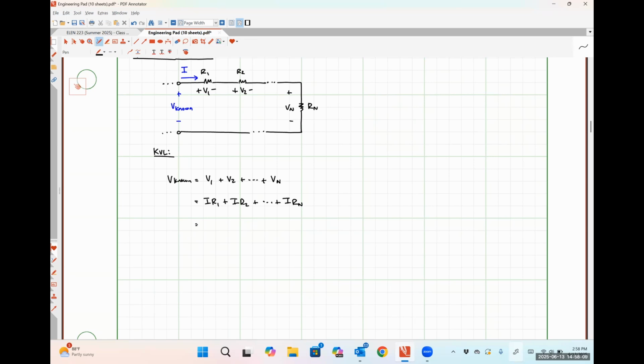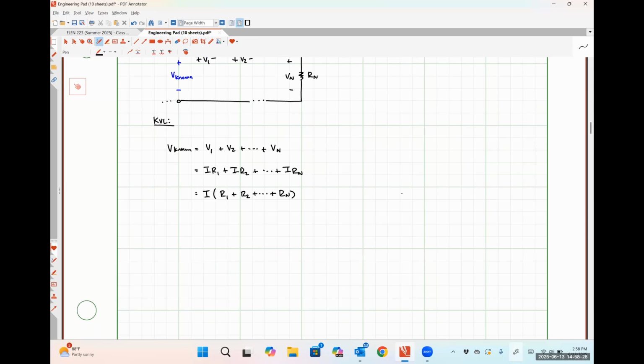And just like we did in class Wednesday, I'm going to take that common factor of I out of all of those terms, which leaves us with I times the sum of R1 plus R2 all the way out to R sub n. So here's where things get slightly different. Now I'm going to solve for that current I. So that would just be dividing both sides by the sum of those resistors. So I wind up getting V known divided by R1 plus R2 all the way out to R sub n.